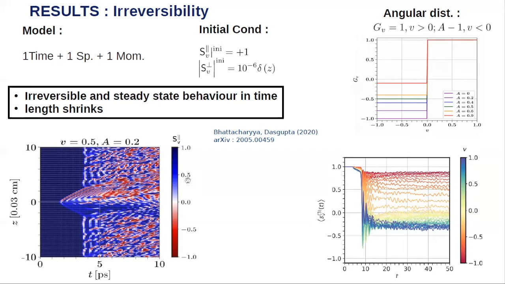The solution for the equation of motion looks like this, where the neutrinos start with purely electron flavor, and after some time it converts to the other flavor throughout space. Typically we find that the system shows an irreversible, steady state behavior in time. In the nonlinear regime the length of the polarization vector, which captures the amount of flavor content, shrinks for different velocity modes. There is an irreversibility in the system even if it starts with a reversible equation of motion, and there is a steady state in time.